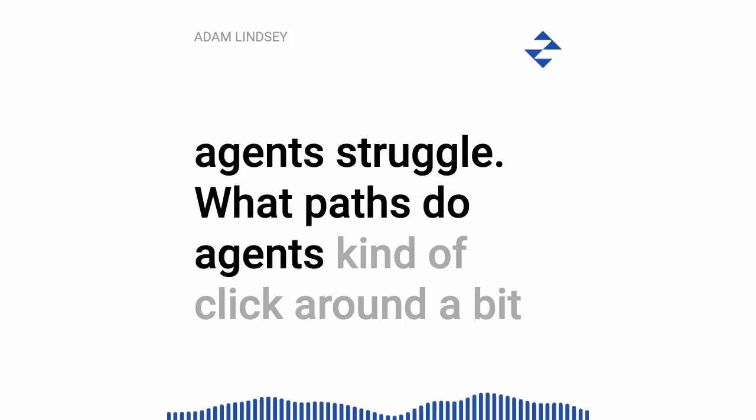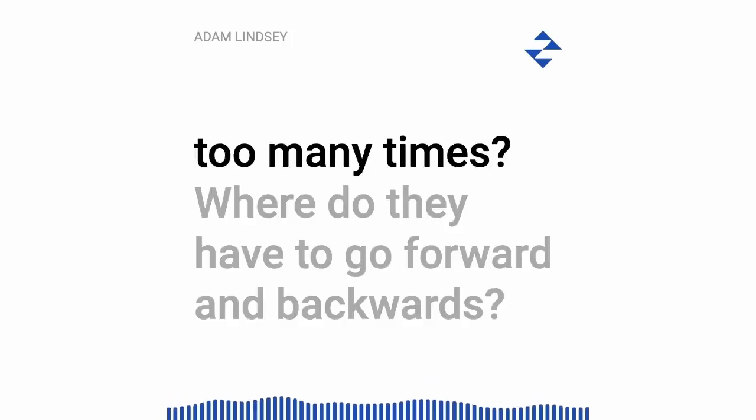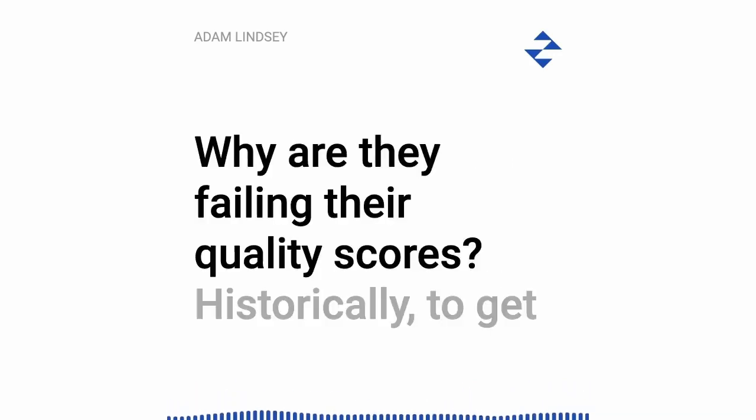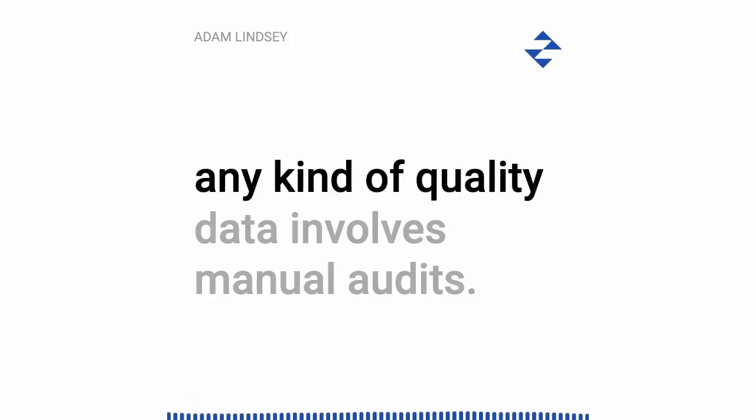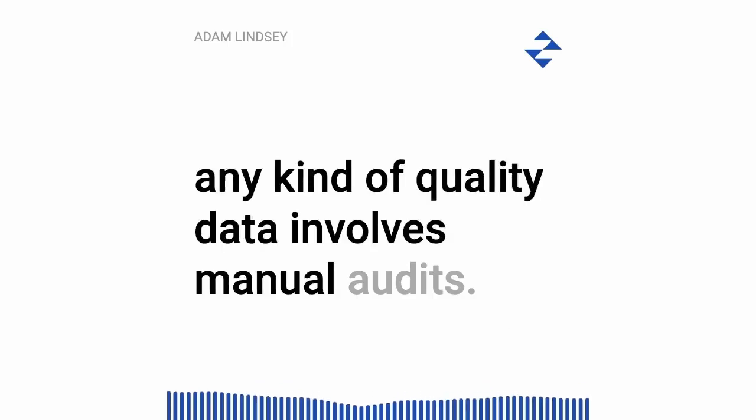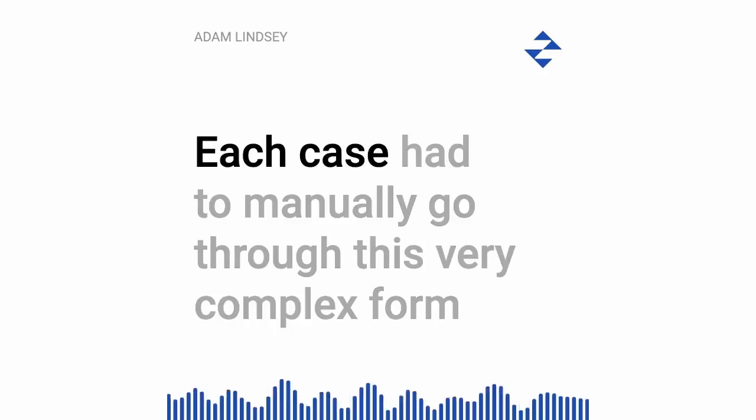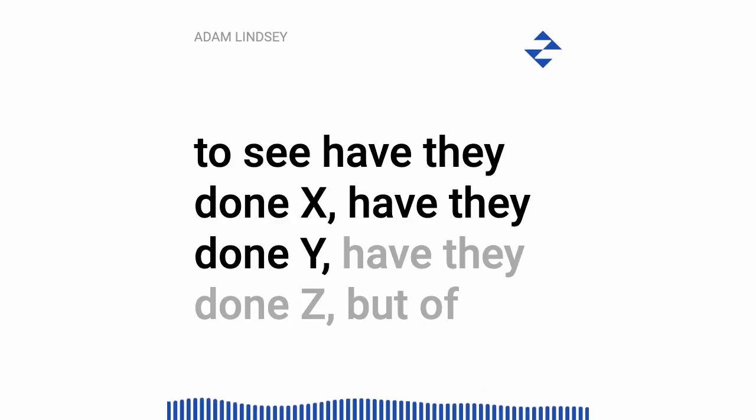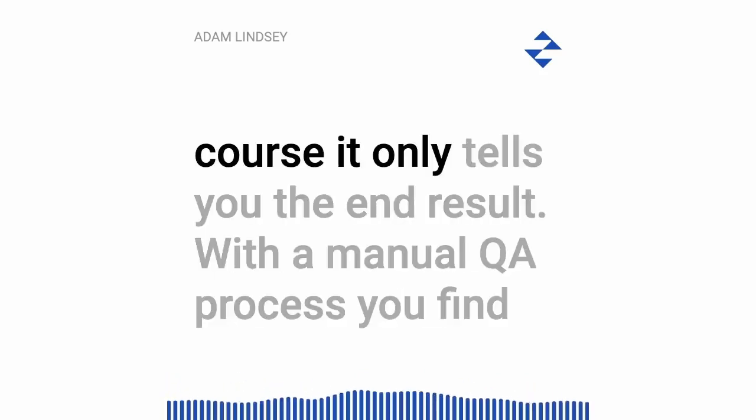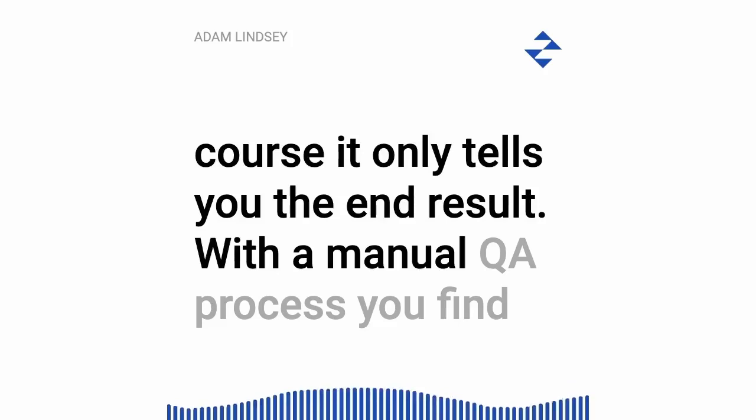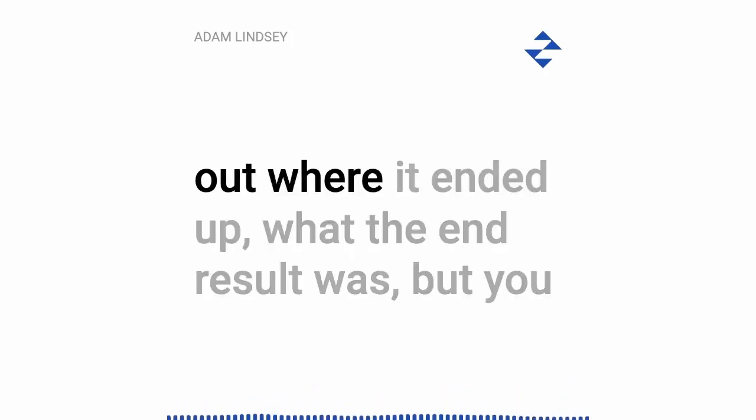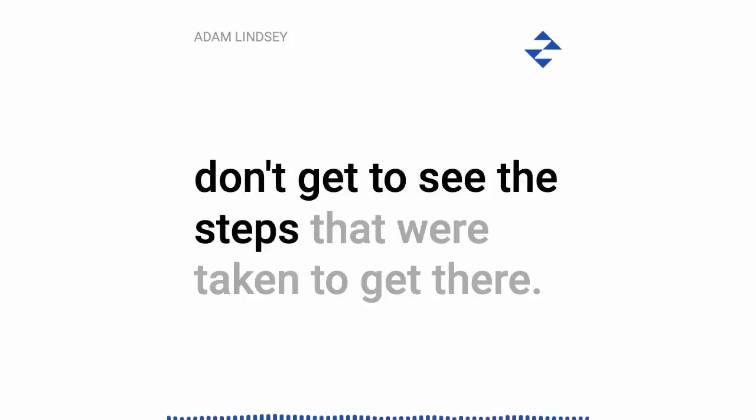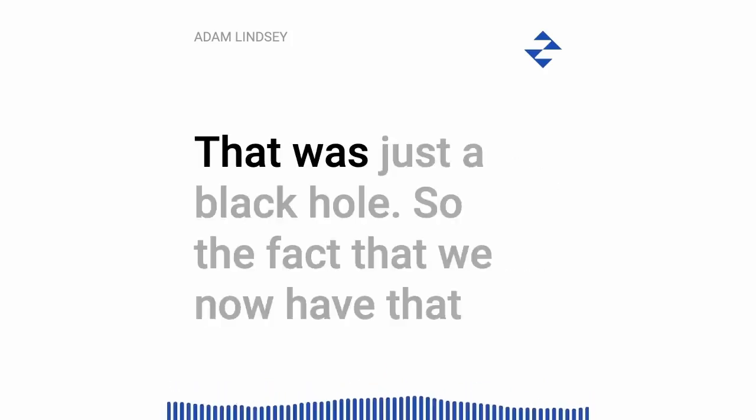What paths do agents click around a bit too many times? Where do they have to go forwards and backwards? Why are they failing their quality scores? Historically, to get any kind of quality data involves manual audits. So each case had to manually go through this very complex form to see, have they done X, have they done Y, have they done Z? But of course, it only tells you the end result. With a manual QA process, you find out where it ended up, what the end result was, but you don't get to see the steps that were taken to get there. That was just a black hole.